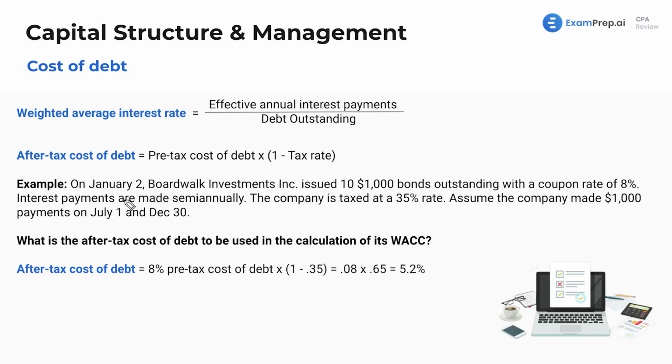Let's see what we got here. January 2nd, Boardwalk Investments issued 10 $1,000 bonds outstanding with a coupon rate of 8%. Interest payments are made semi-annually. The company's taxed at a 35% rate. Assume the company made $1,000 payments on July 1st and December 30th. We got semi-annual payments. What is the after-tax cost of debt to be used in the calculation of its WACC?